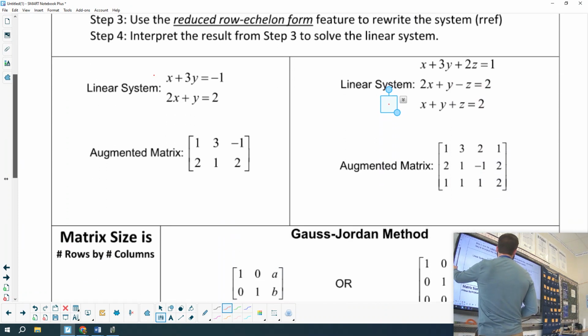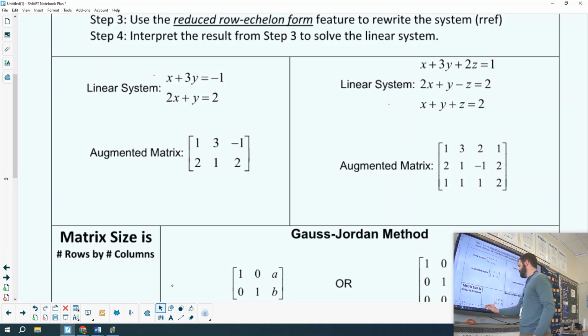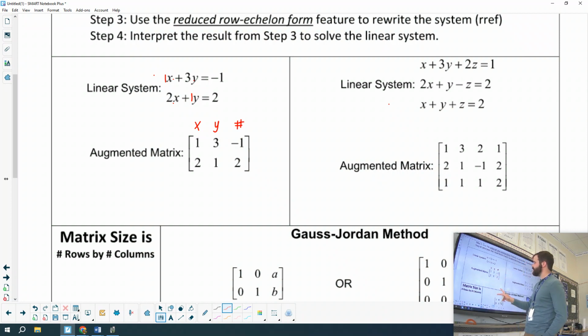So first off, let's take a look at how we can write a matrix. Do you see how we have x, 2x, 3, 1y, 1x, negative 1, and 2? Well, this is the matrix for that. Now, notice some important things. We have an x column, a y column, and a number column. Also notice that there's no x's, no y's, no commas, no decimals, anything like that.